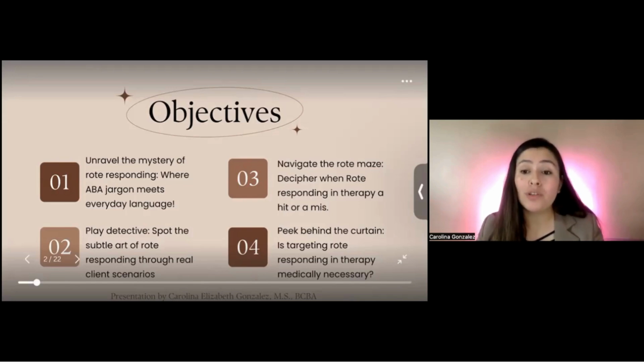Another thing we're gonna be able to do is identify different examples. What is rote responding? How does this look with our children that we work with, given any age that they are, in addition to if this is a medical necessity, okay? So let's get started.